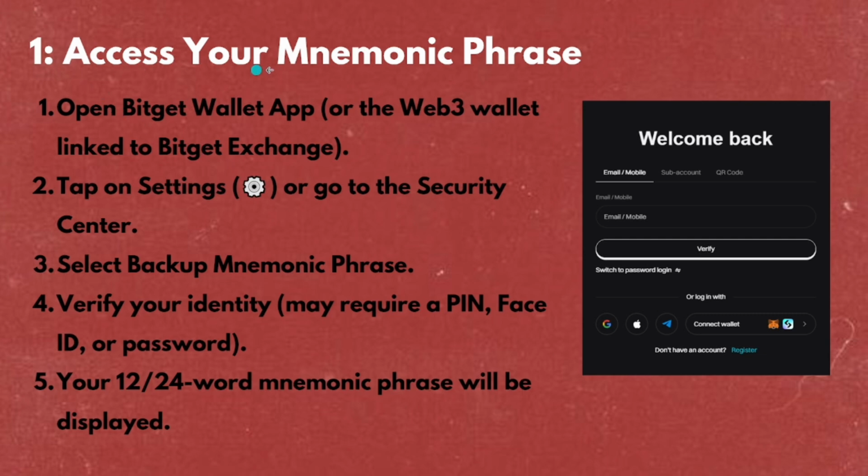So step number one is to access your mnemonic phrase. Open the Bitget Wallet application or the Web3 wallet linked to Bitget Exchange, and then you just have to tap on settings or go to the security center. Select backup mnemonic phrase and then just verify your identity. It may require a PIN, Face ID, or a password. Your 24 word mnemonic phrase will be displayed.